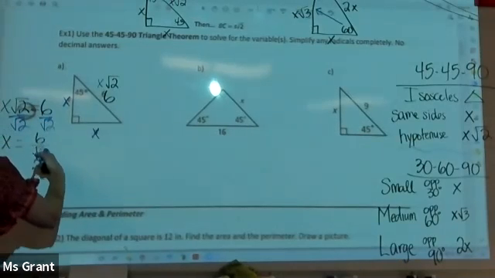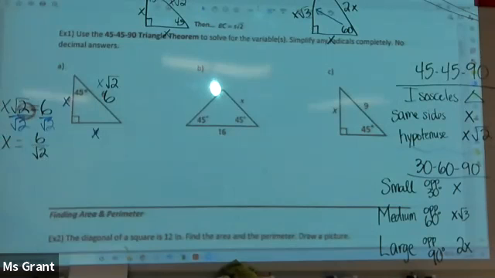6 divided by radical 2. And guess what? I cannot have a radical 2 in the denominator. This is something you have learned before. We may not have a radical sign in the denominator. In order for me to get rid of the radical sign, I have to do something called rationalizing the denominator.